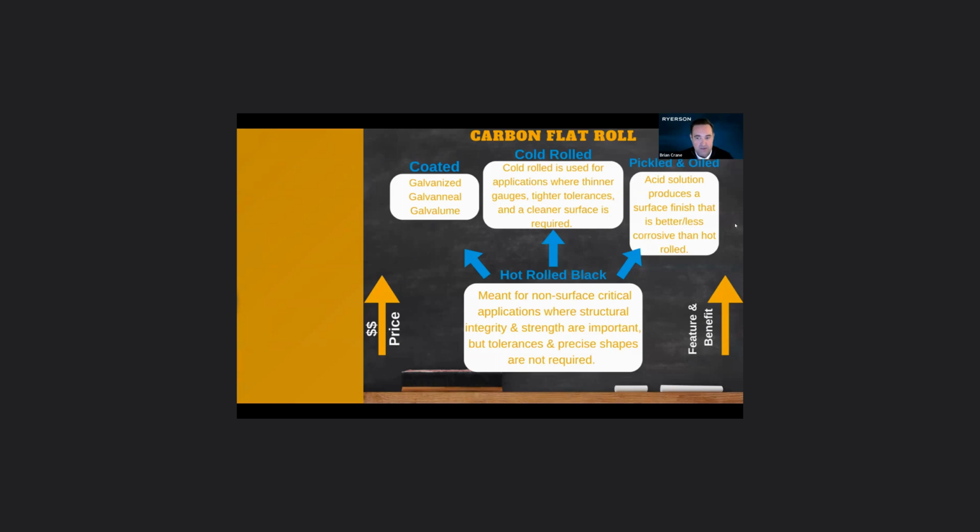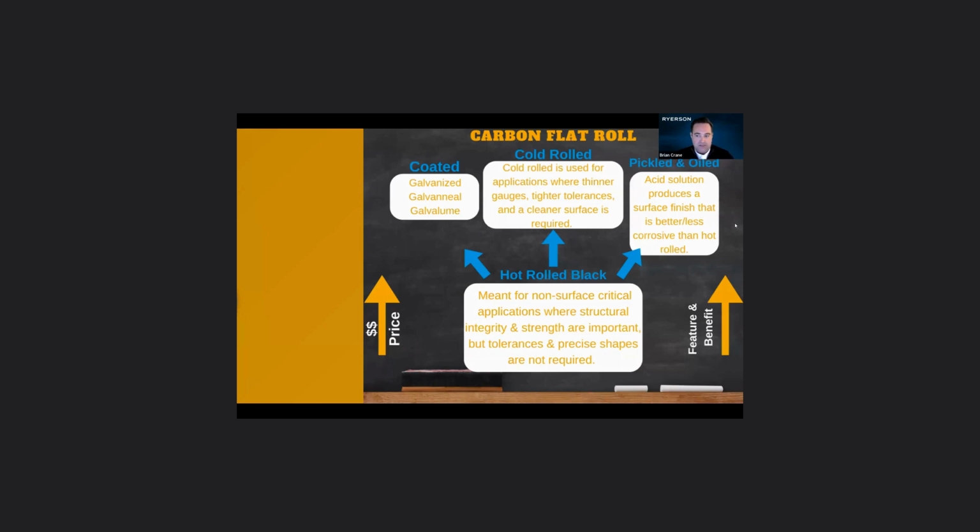From hot roll, we can send the coil through a bath of acid to remove scale and any rust that formed during the steelmaking process. After the acid bath, it's coated in oil to protect from rust or any additional corrosion. This improves the surface condition and is a little bit better than hot roll.